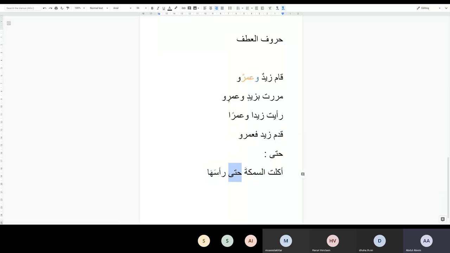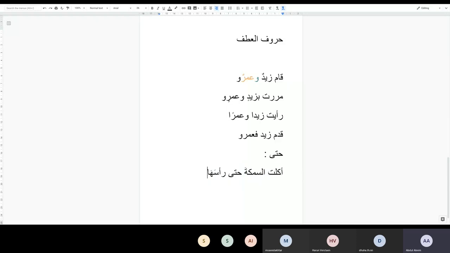So in this meaning, hatta is a harf atf. That is why it takes the fatha. It is mansub because samaka is mansub. Akaltu samakata, it is mansub. So ra'saha is also going to be mansub.